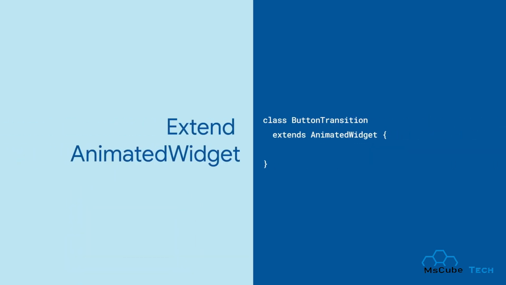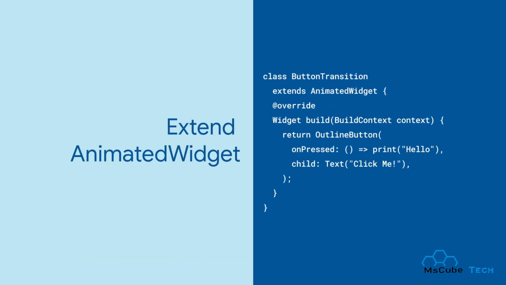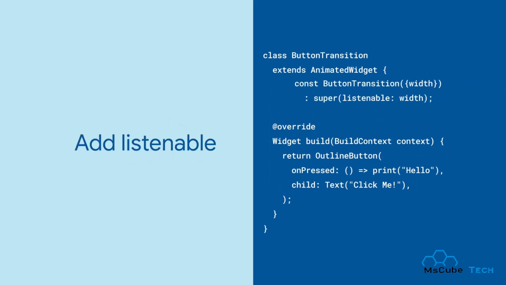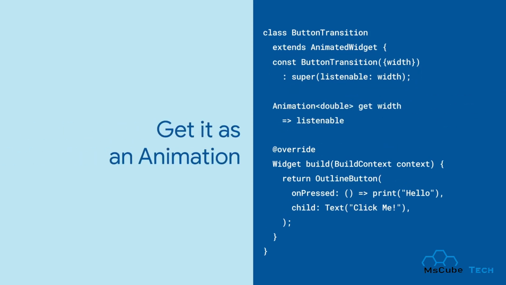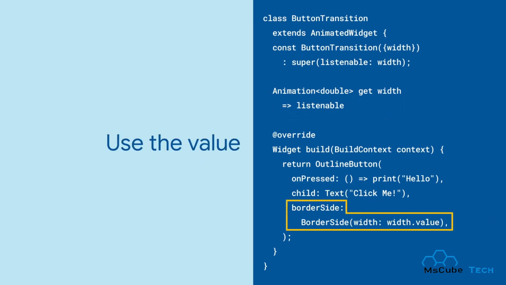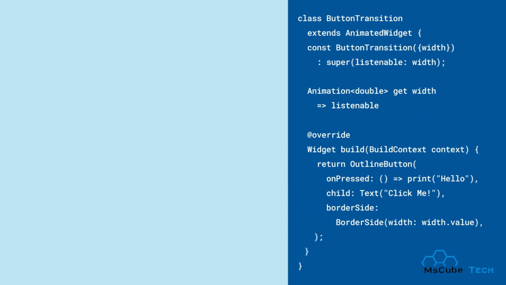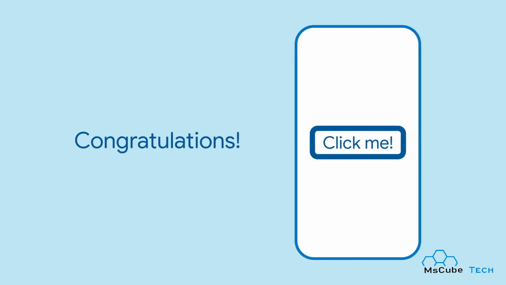Start by extending AnimatedWidget. It requires two things. The first is a build method which returns the widget you want to have animated. The second is something that will notify your widget about updated values, like an animation. You can call that something whatever makes sense for your custom animated widget, but for the constructor, you'll need to pass it up to the AnimatedWidget superclass as the listenable argument. Then, add a getter to make the listenable usable within the widget you're trying to animate. Finally, go back to the build method and use this value where it makes sense for your widget. Congratulations, you now have your own animated widget.